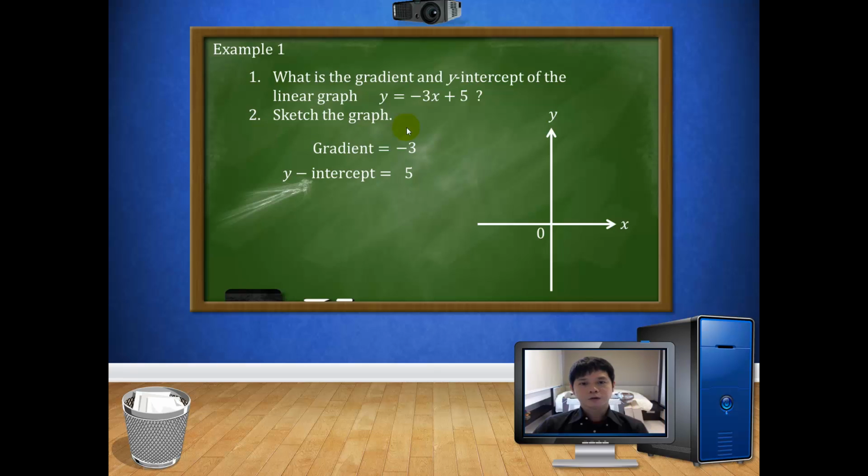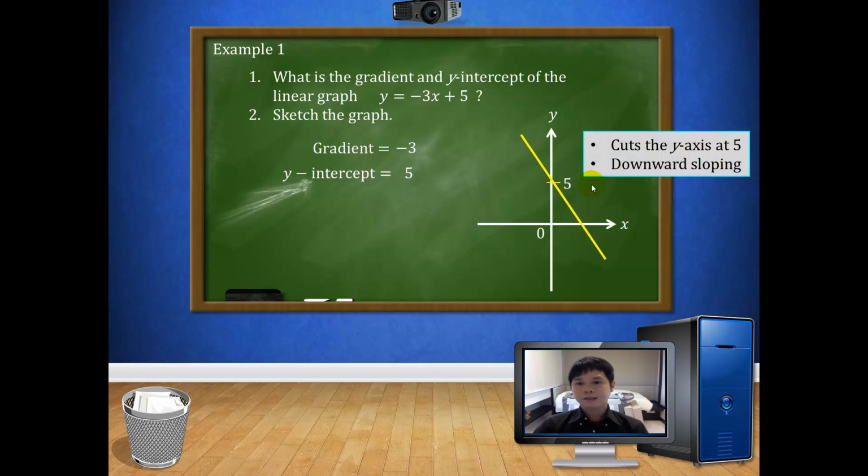To sketch the graph, we shall now do a negative gradient sloping graph which cuts the y-axis at 5. And hence it will look like this. It cuts the y-axis at (0, 5), and it is downward sloping.